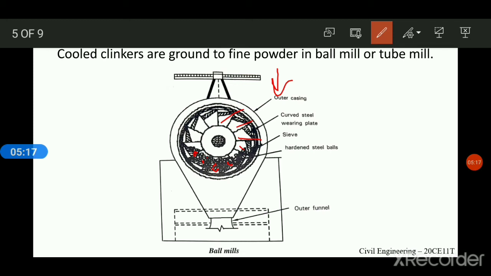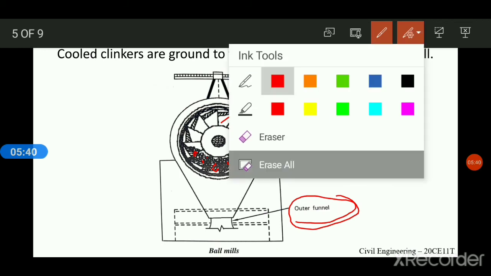So this is the outer casing. Here it is mentioned outer casing, curved steel, and there's a sieve here, hard steel balls inside, and you can see here the bottom portion, the outer funnel. So it is fed into the ball mill, and next the tube mill.